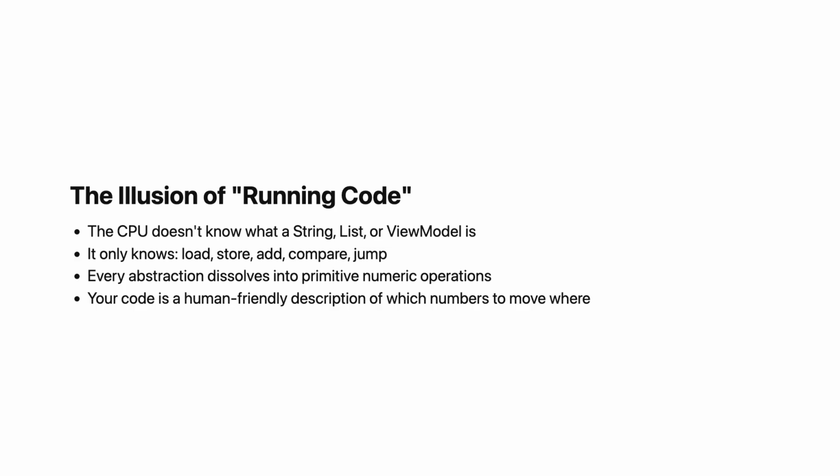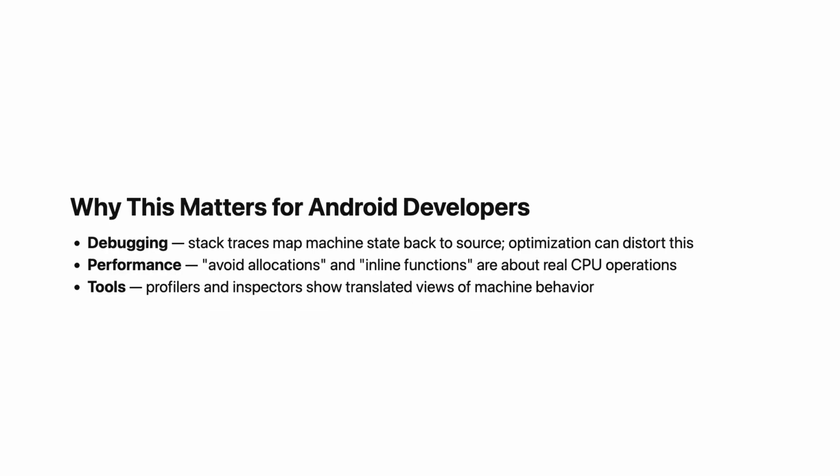So why should you, an Android developer, care about any of this? Three reasons. First, debugging. When you see a stack trace or step through code in a debugger, you are seeing an approximation. The debugger maps machine-level state back to your source code, but sometimes, especially with optimized code, things do not line up perfectly. Understanding the layers of translation helps you make sense of those moments.